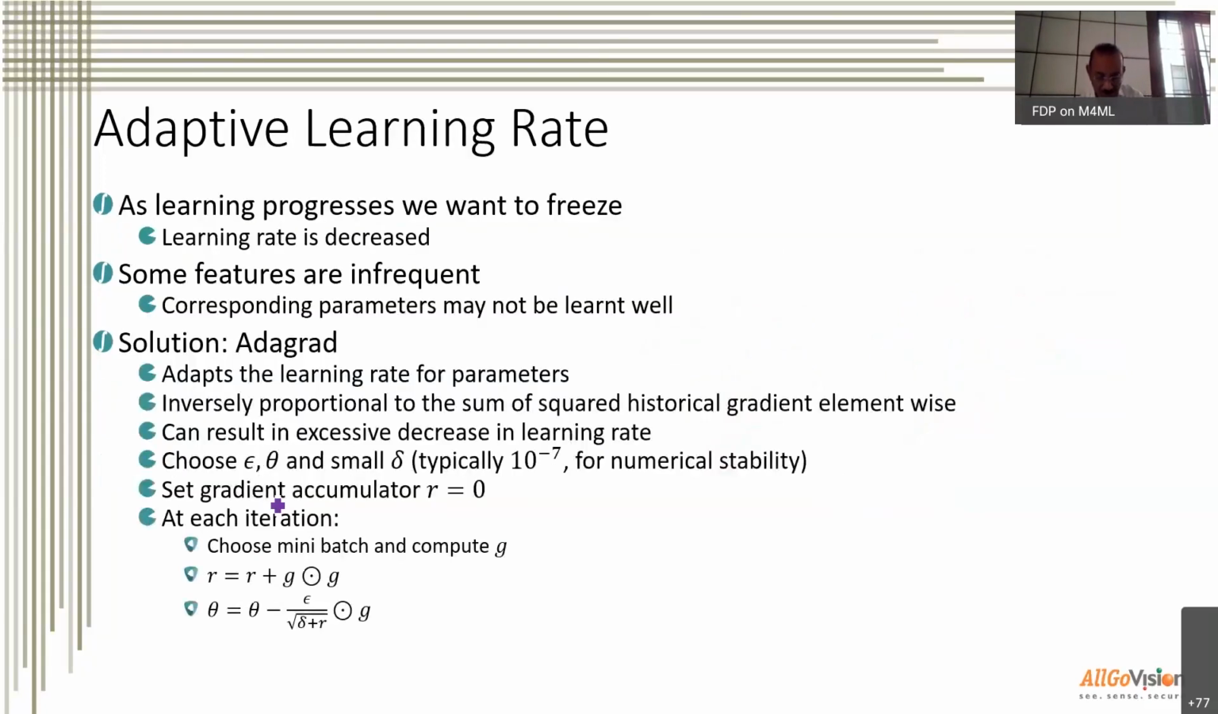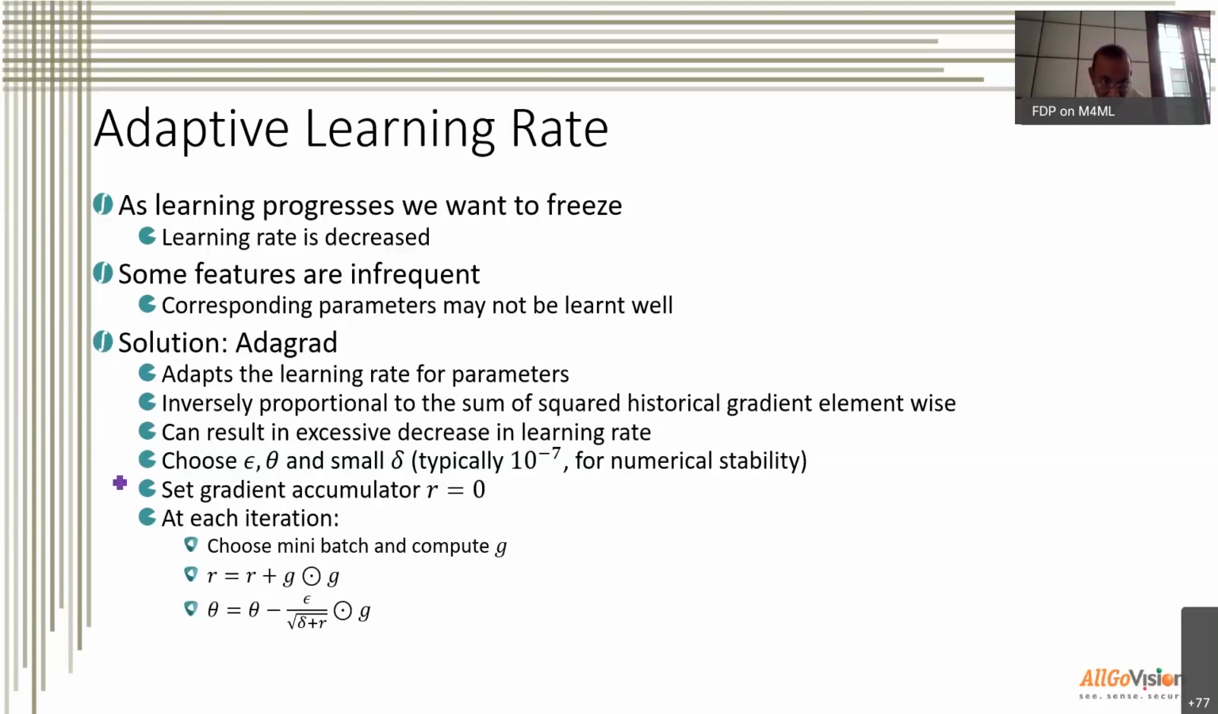Another method is called adaptive learning rate. As you know, as learning progresses, we want to freeze the learning, right? And the learning rate is decreased. That's one of the things which I already told you we do, right? Because once we have learned something, we don't want to lose it all by making wild oscillations and huge departures from those points.